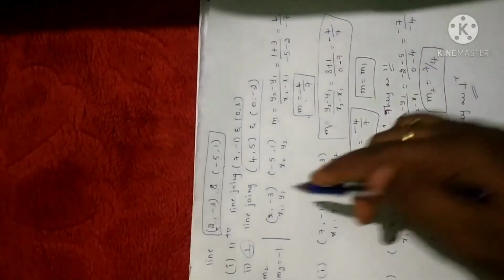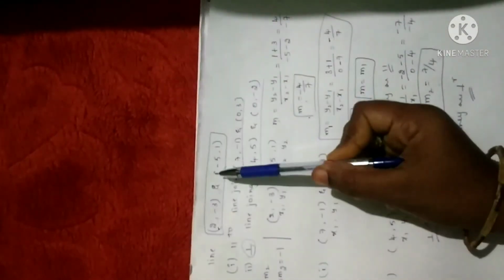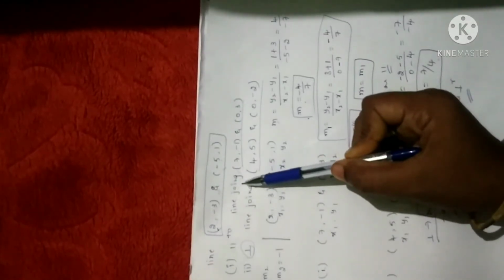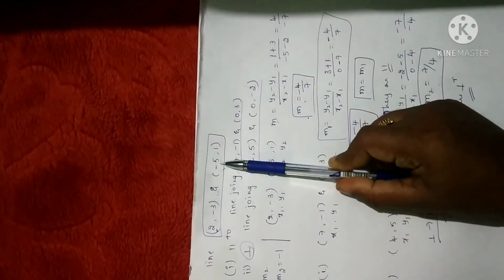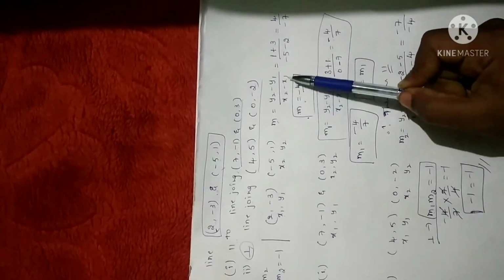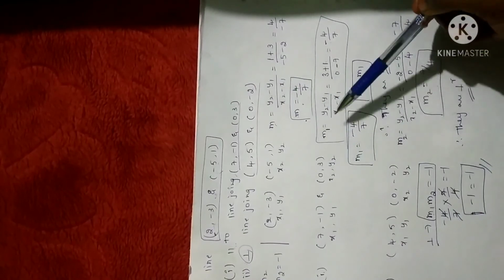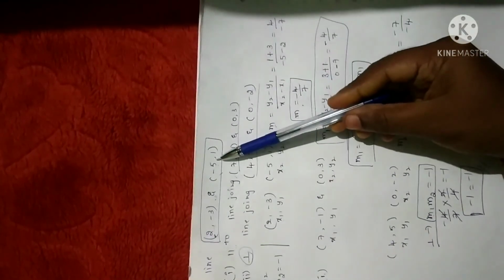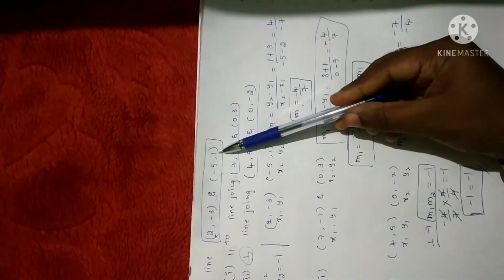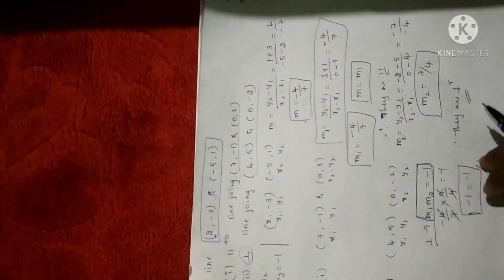I'll tell you the revision of this. See, the line is given. First thing, we have to prove this is parallel to the given line, that is the first sub question. This is perpendicular to the second line, that is in the second sub question. First find out the original line slope by using the formula y2 minus y1 divided by x2 minus x1. After that, make use of the same formula, find out the slope of the given two lines and check whether it is equal to the original line slope, then it is parallel. And if it satisfies the condition m1 into m2 is equal to minus 1, then the given lines are perpendicular. That's all. Hope it is clear for you.